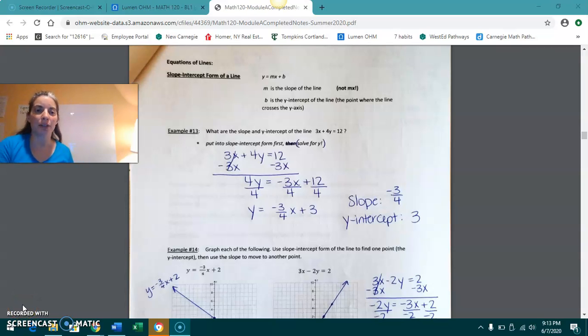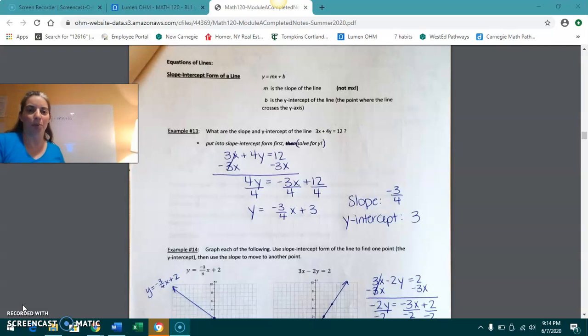Everyone. So I wanted to talk a little bit in this video about equations of lines and parallel and perpendicular lines and what we do with those in college algebra. So equations of lines, you may remember from other math classes. A lot of people often remember y equals mx plus b. I'm just writing it here.